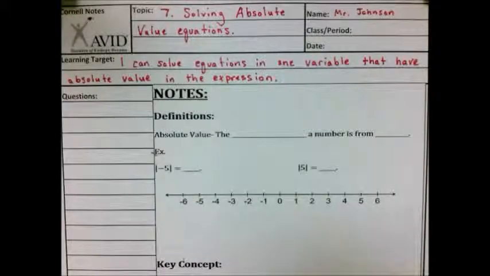All right, everyone. We have been solving equations this whole unit long. We've done one-step equations, two-step equations, multi-step equations. We solved for just variables, and now it's time to solve absolute value equations, all right? So your learning target is: I can solve equations in one variable that have absolute value in the expression. So let's get going here on these notes.